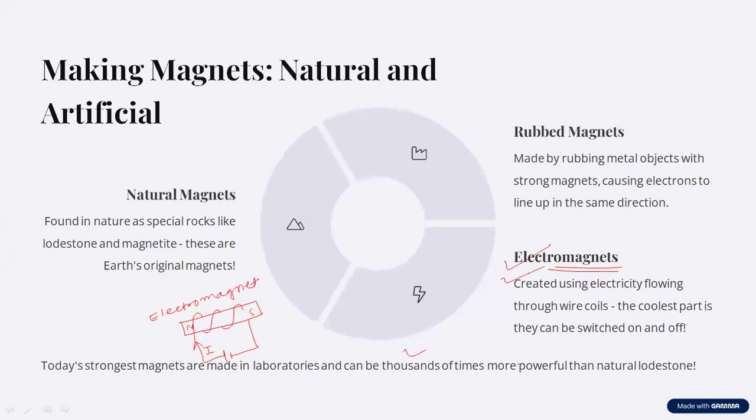So what do we summarize from this? That in nature, some materials are natural magnets and some you can make artificially by yourself. So this is the way you can make magnets. Today's strongest magnets are made in laboratories and can be thousands of times more powerful than natural magnets or permanent magnets.